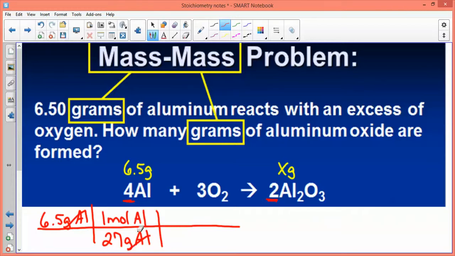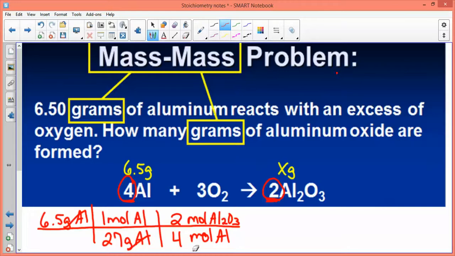Now it's time for the mole ratio. I'm asked for moles of aluminum oxide, so that goes on top. And I want to cancel out my moles of aluminum because that's what's here. These numbers come from the coefficients we use to balance the equation. So there are 2 moles of aluminum oxide that are formed for every 4 moles of aluminum that react, a 2-to-4 ratio. Cancel out your moles of aluminum.